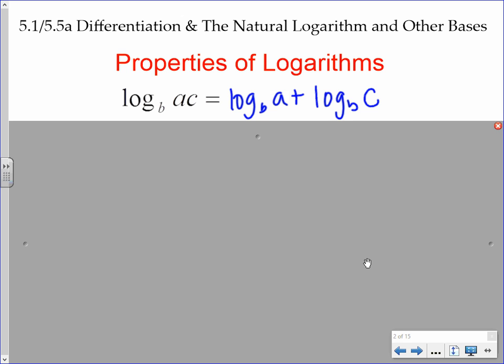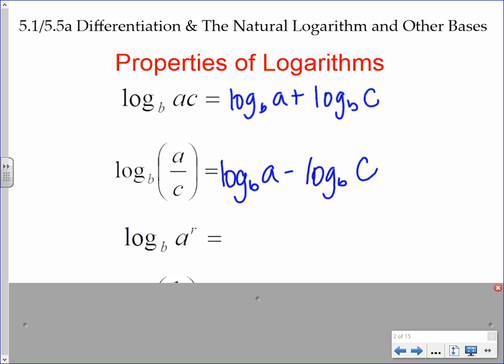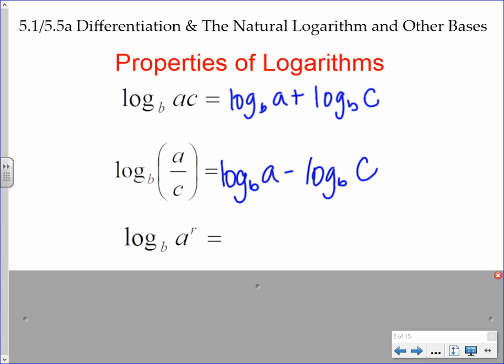Good. What if we divide inside of our logarithm? We can separate using subtraction. And then our last one. If we have something with a power inside, what can we do with that power? Maybe we can bring it to the front. We multiply it out in front.